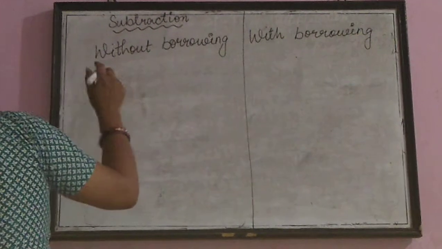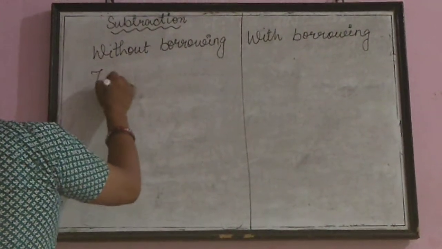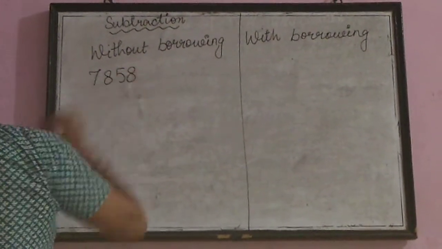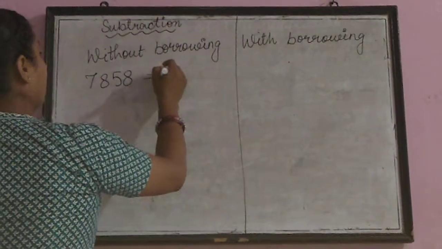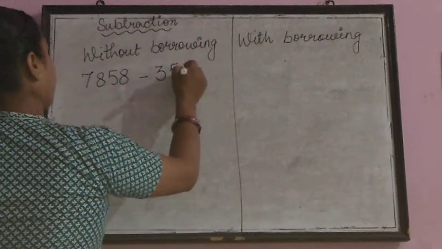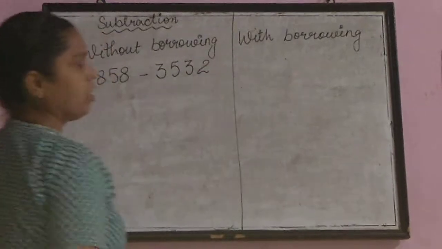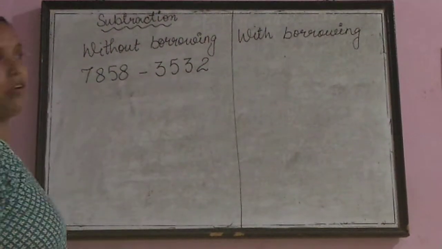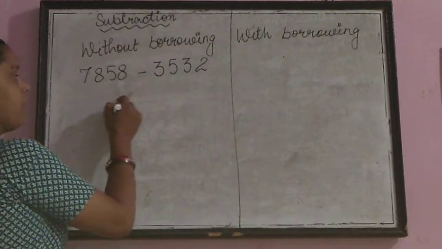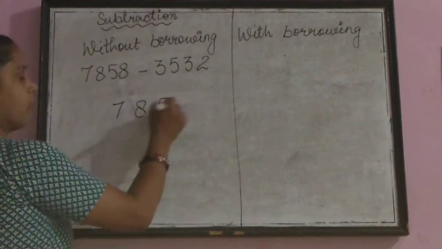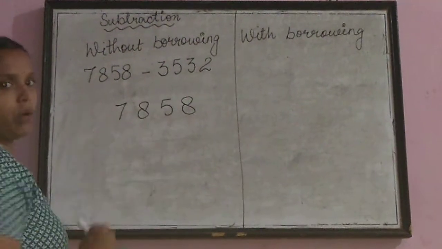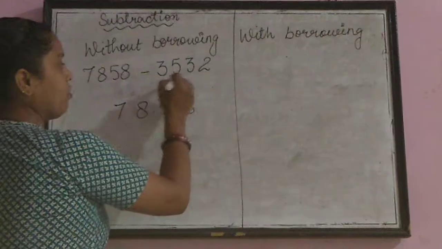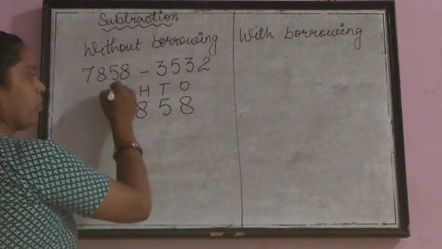Let's have a number for this: 7,858 subtracted from 3,532. Now, these two numbers I have given for subtraction. First, we will be arranging in column. What I have done is I have written the bigger number on top first. Then you write down the place value on top of the digits.